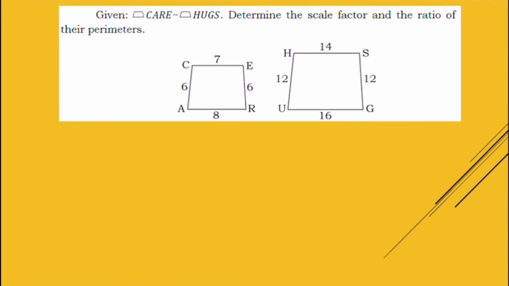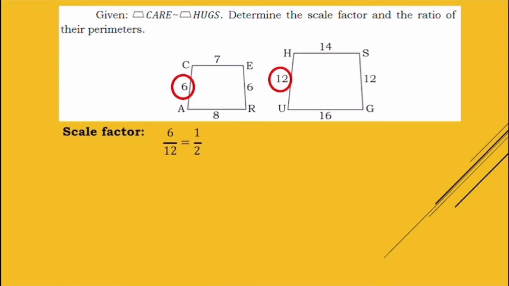So from here, given that the trapezoids are similar, the scale factor can be determined by finding the ratio of any of the corresponding sides. The perimeter of any polygon can be determined by adding up the lengths of its sides. So for our scale factor, let's get 6 and 12. Therefore, we have 6 over 12, which is equal to 1/2.